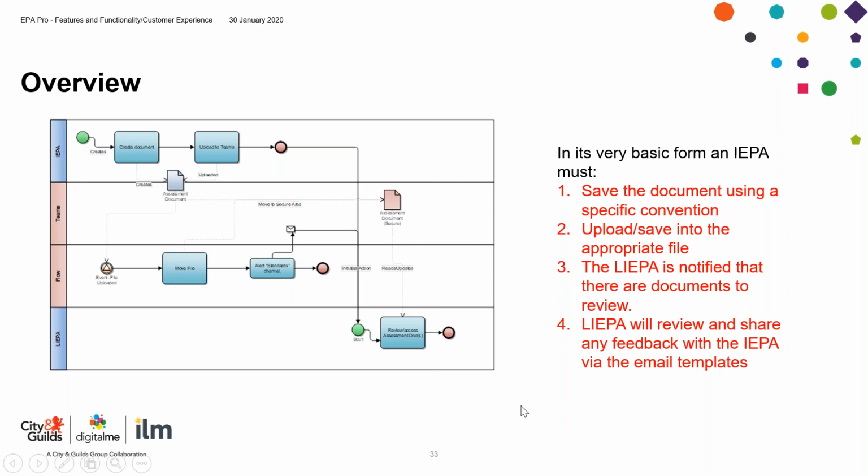So that's the basic process of how it works. The IEPA will name their document in a certain way, upload it to SharePoint, and you'll get an automatic notification. Then you can access the appropriate folder for an apprentice within a standard to review that information, which can be used alongside EPA Pro to carry out your quality assurance. Let's check, does that mean that each apprentice will have a unique folder? Yes, each apprentice will have a unique folder.